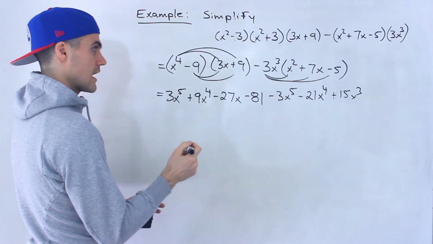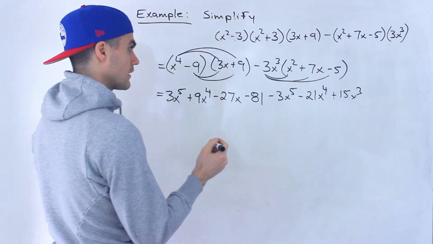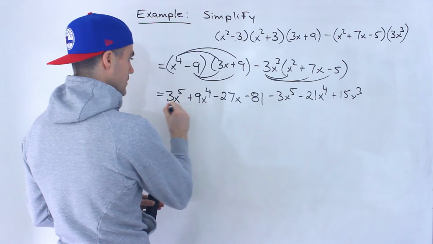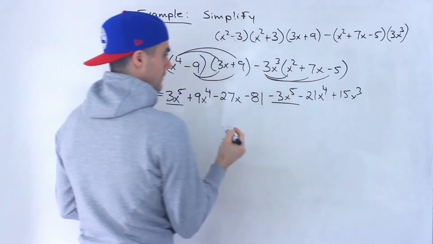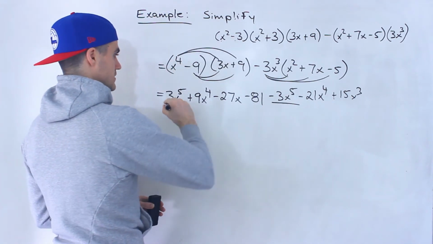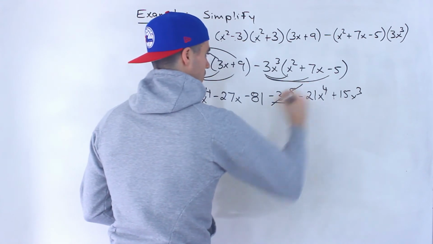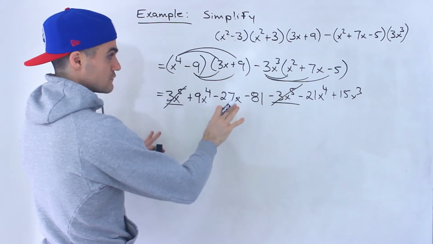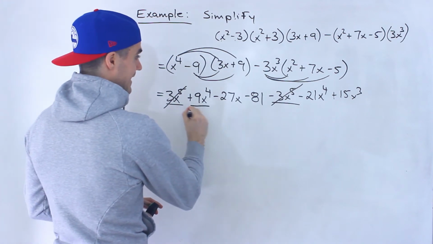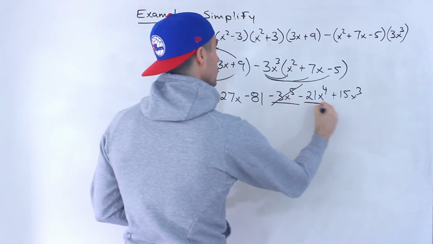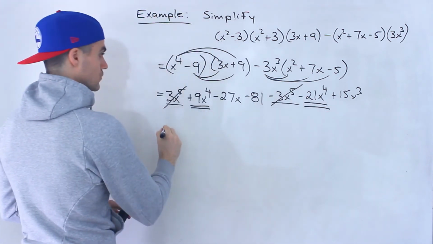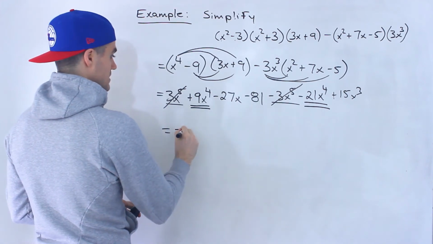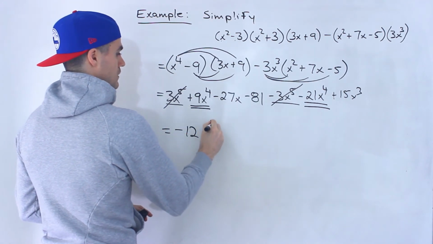So what are we going to have here? Notice actually that the 3x to the 5 minus 3x to the 5, those cancel out. So those are gone. They net out to 0, and there's no other x to the 5s. We got 9x to the 4 minus 21x to the 4, which would give us 9 minus 21 gives us negative 12x to the 4.